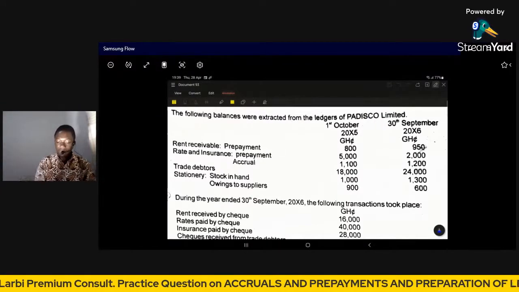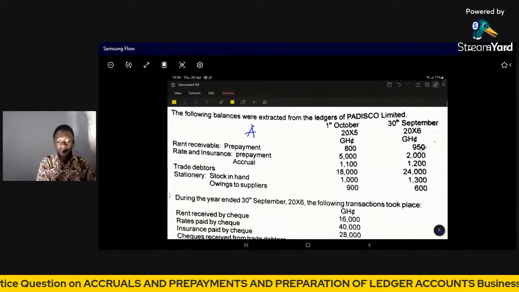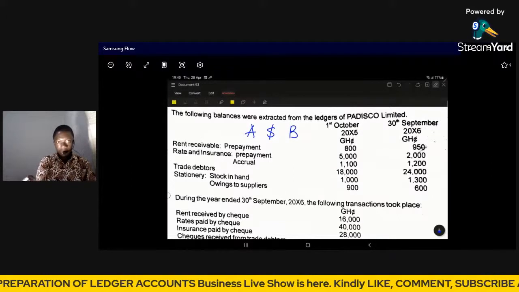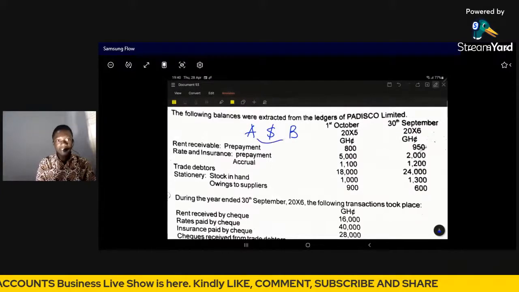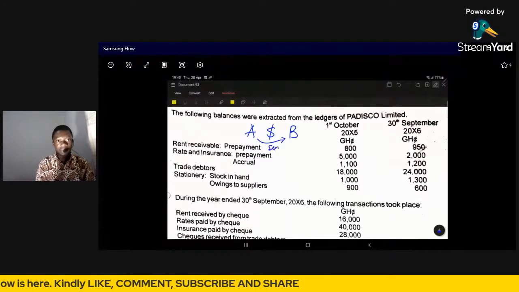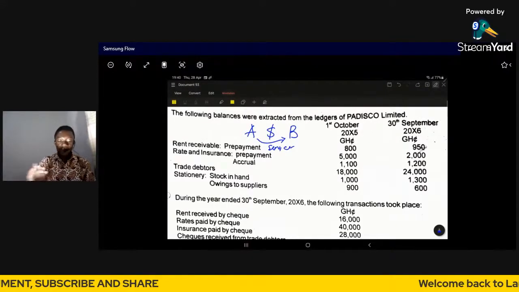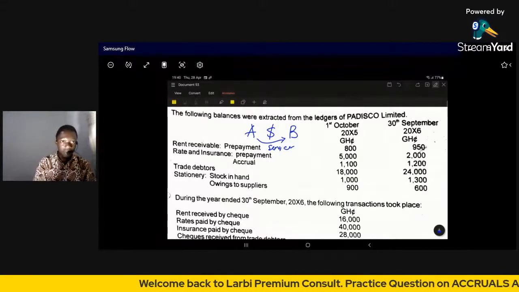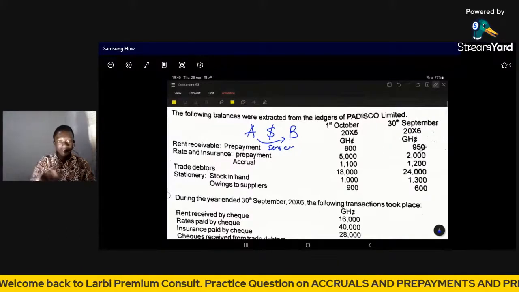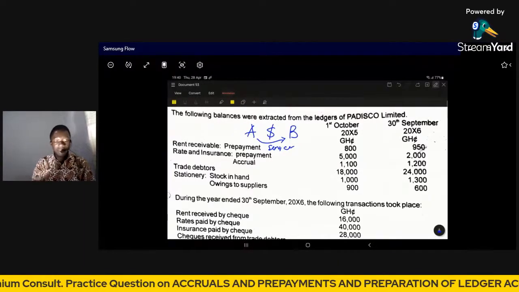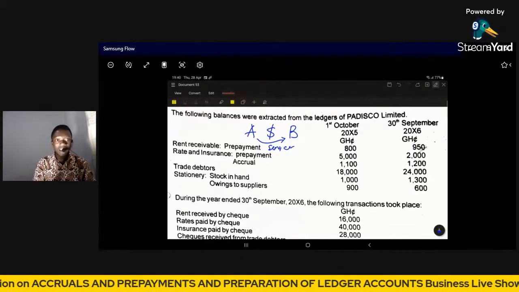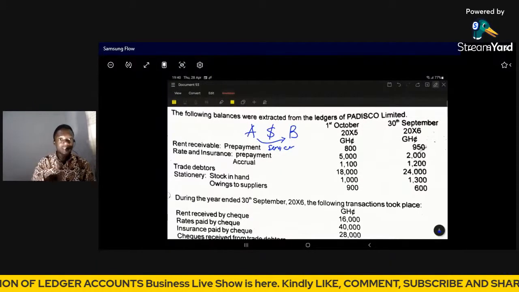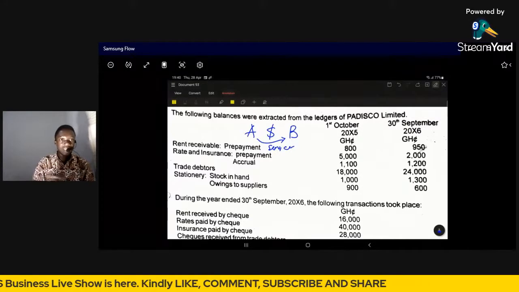Let's say we have two parties in a transaction: party A and party B. Let's say party A provides services to party B. Party B has enjoyed the service from A, but hasn't paid the amount that party A is due or entitled to. That amount that party B hasn't paid at the end of the accounting period, we call accruals. So accruals are an amount that is owing by another party. In this case, party B owes party A.